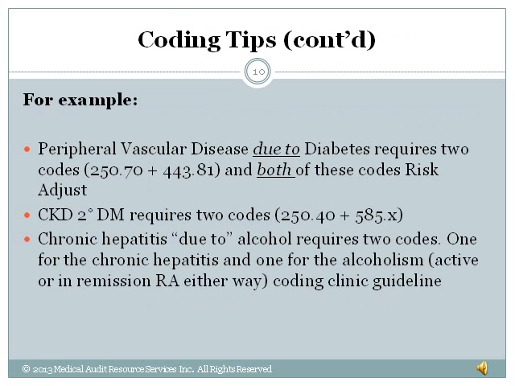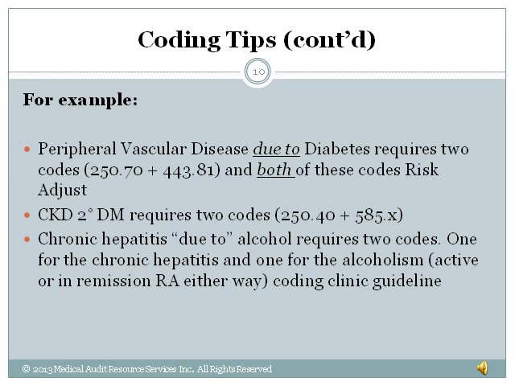Here are some more diseases and their manifestations that require more than one code. Peripheral vascular disease due to diabetes requires two codes, the 250.70 for the diabetes and the 443.81. Both of these codes risk adjust. CKD secondary to diabetes requires two codes, 250.40 for the diabetes and the 585.X. By the way, the X is for what level of CKD they have.